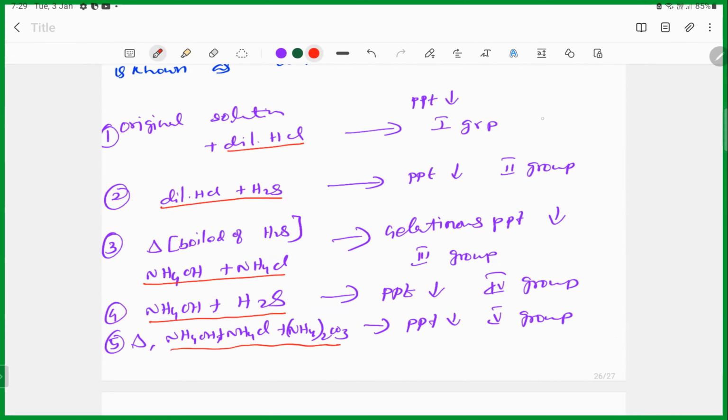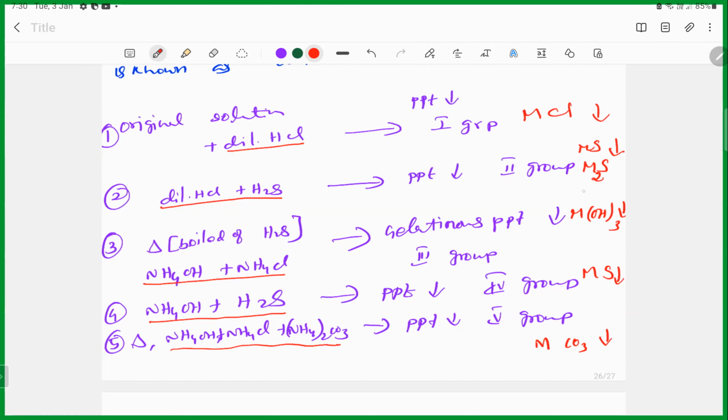In the first group, it will precipitate as metal chlorides. It will precipitate as metal sulfide precipitate. It will precipitate as metal hydroxide. M2S or MS. It will precipitate as MS, metal sulfide. It will precipitate as metal carbonate. So here sulfide is precipitated, hydroxide precipitated, sulfide precipitated, carbonate precipitated.